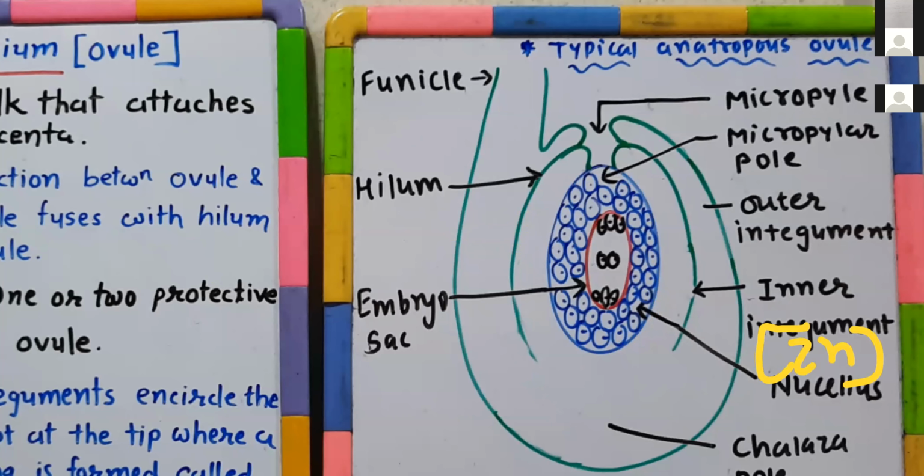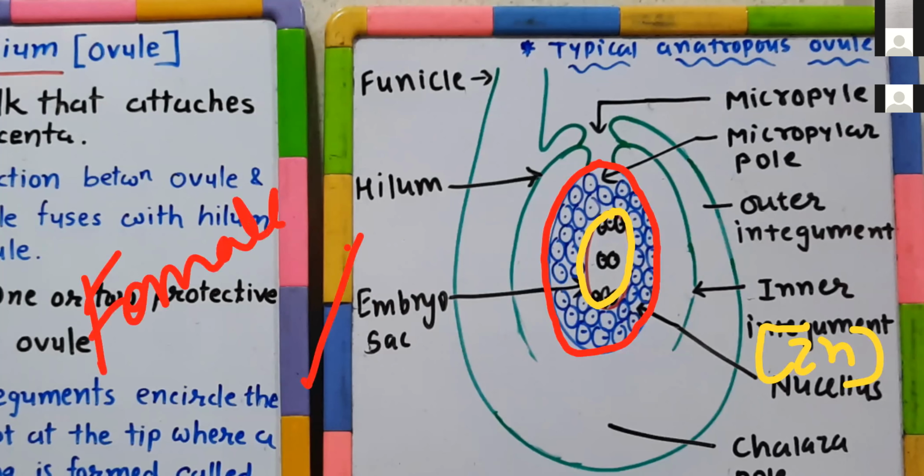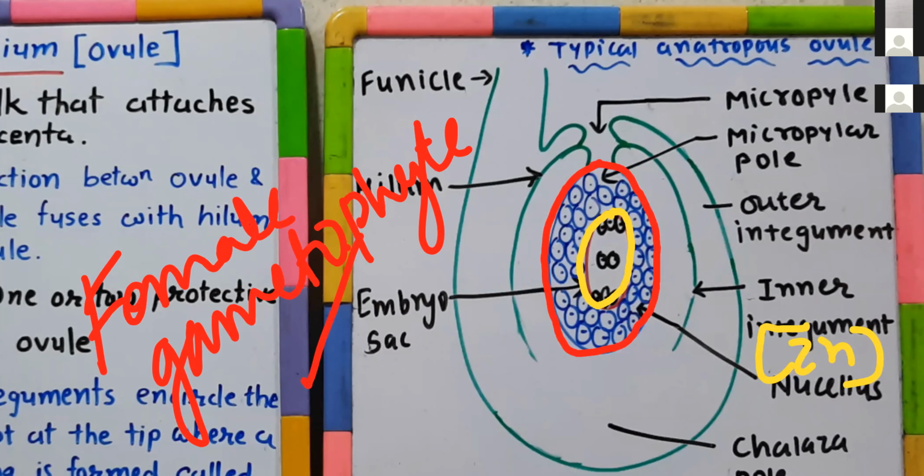Within the nucellus, a sac is developed. Have a look. The red boundary indicates the nucellus, and the yellow boundary indicates that within this nucellus there is a sac-like structure. This sac-like structure is called the embryo sac. This is nothing but the female gametophyte of a flower. This is termed as female gametophyte.